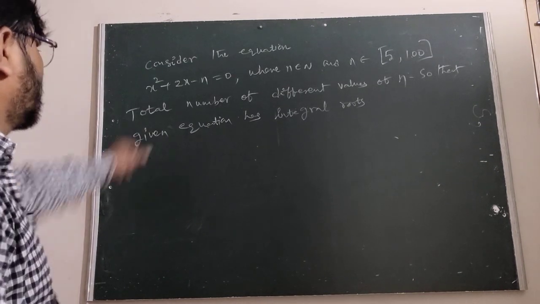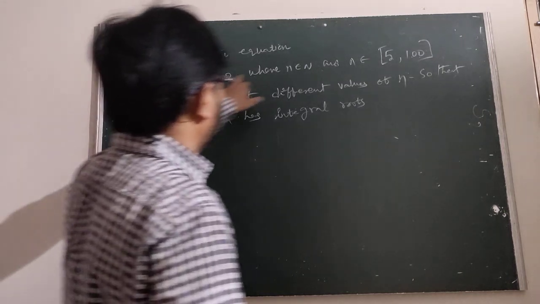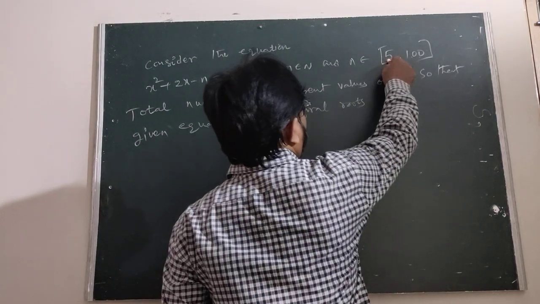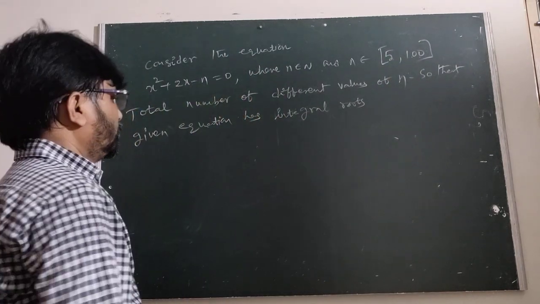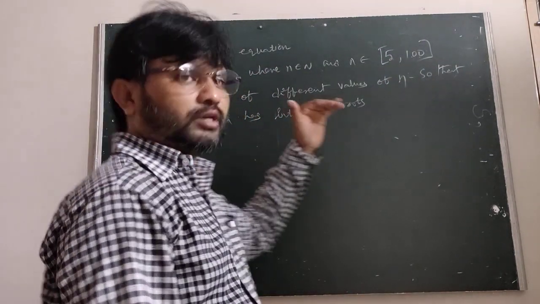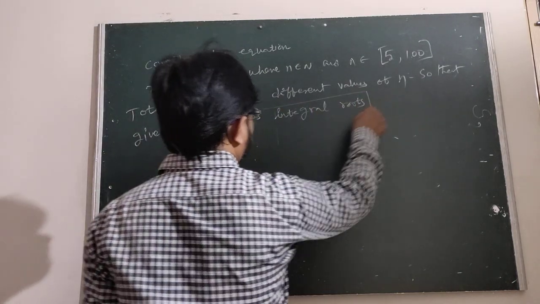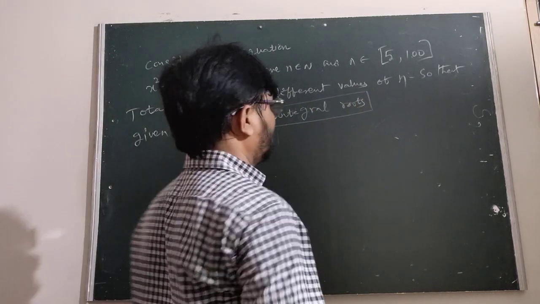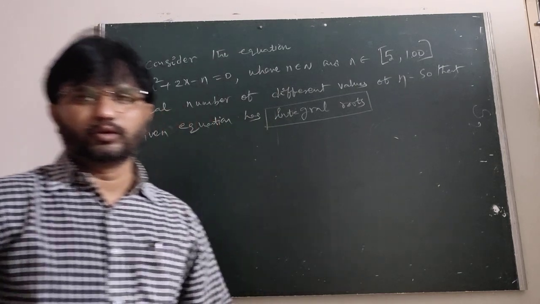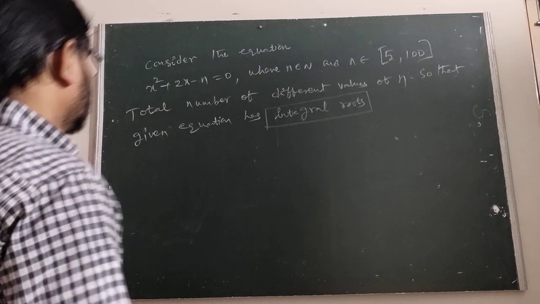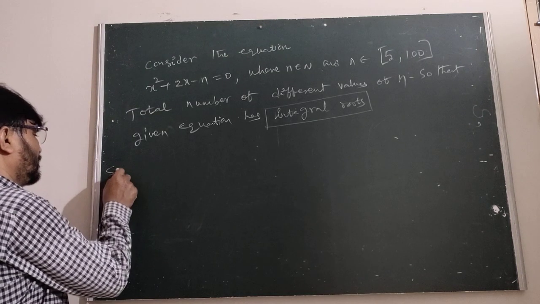Consider the equation x square minus 2x minus n equal to 0, where n belongs to natural numbers, n from 5 to 100. The total number of different values of n so that the equation has integral roots. That means here the equation has integral roots.